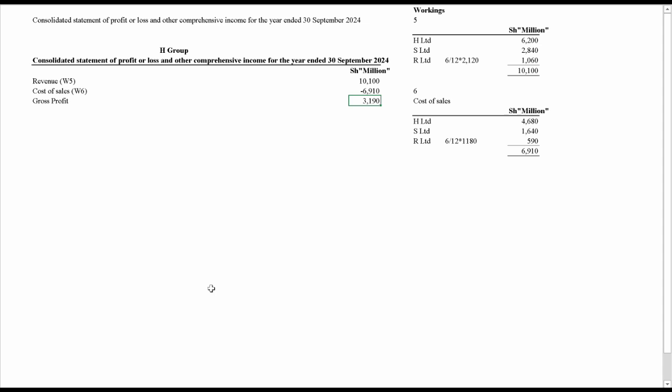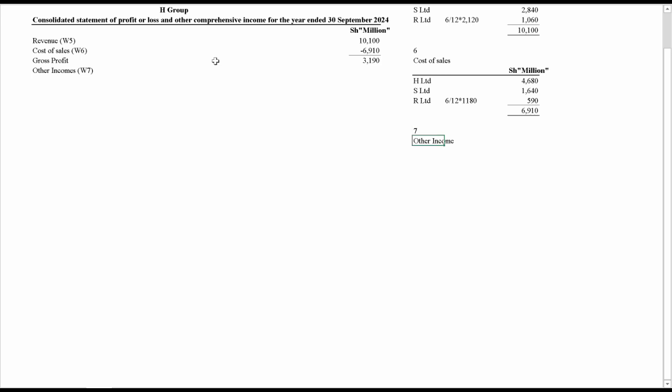And then we have other income, that shall be our working 7. So other income for H Limited, we have 315, S 105. Remember the 6 months for R, so the total will be 450. Get our total income, which will be 3,640.